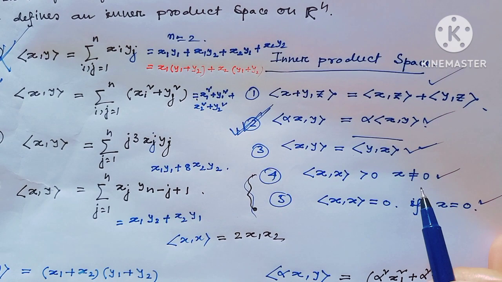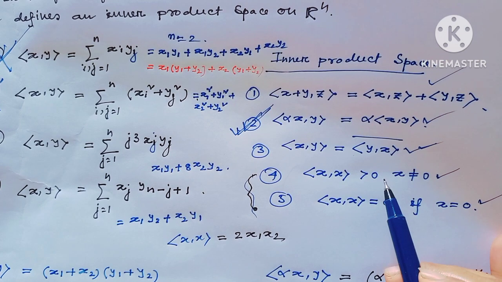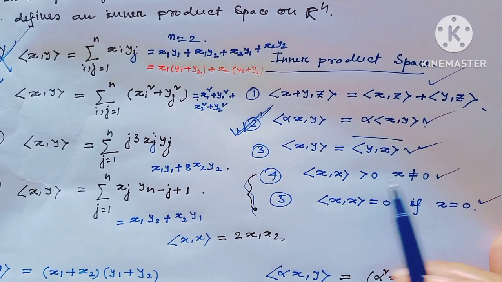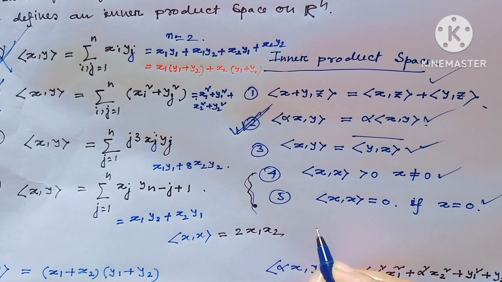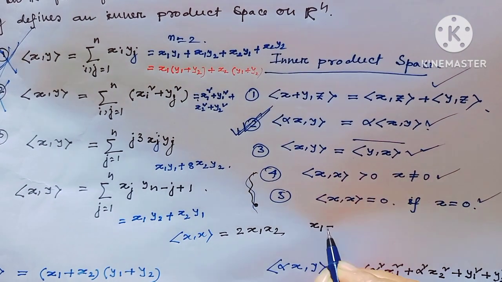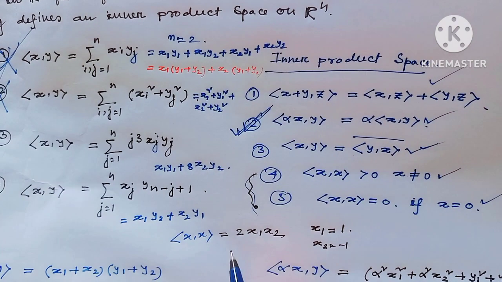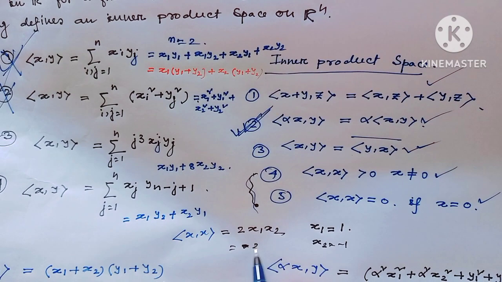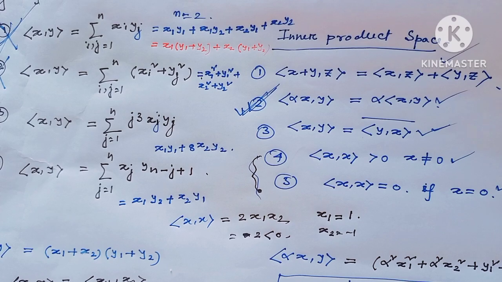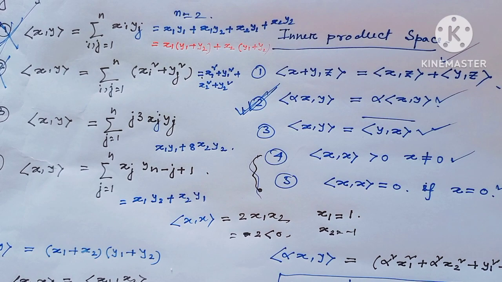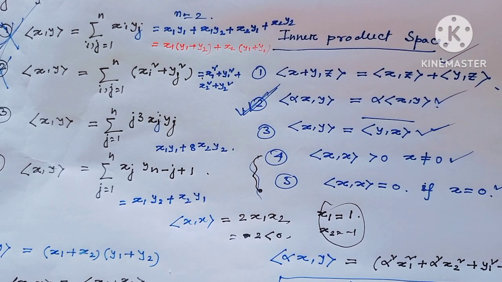Here we have to check for the inner product condition: this value should always be strictly greater than 0 for all non-zero x. But if we choose x1 equal to 1 and x2 equal to minus 1, then this value would be minus 2, and this is less than 0. So the inner product of x with x gives a value less than 0.